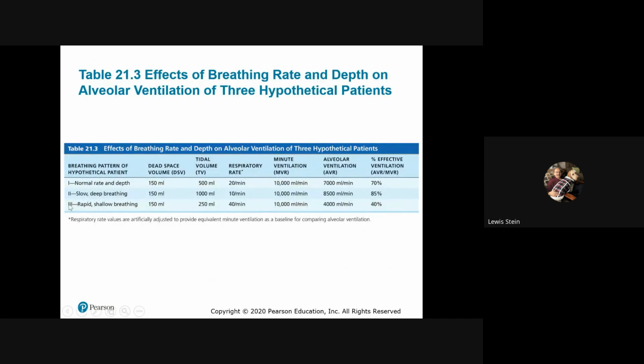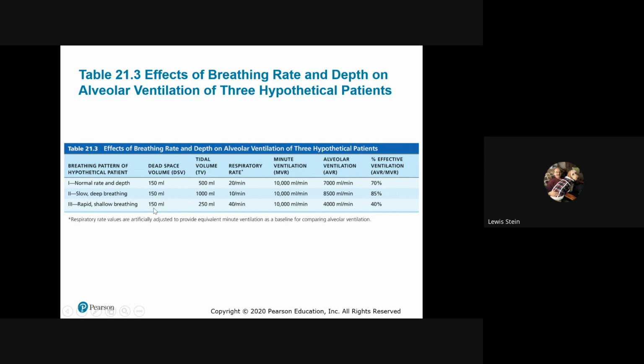And this is the chart. Normally we have that dead space, typical tidal volume, typical respiratory rate. So at 20 breaths per minute at 500, we can get 10,000, 10 liters of air in. 7,000 is good because we have 70%, because we can't get rid of that dead space. So we basically have 350 milliliters of usable air every time we breathe.